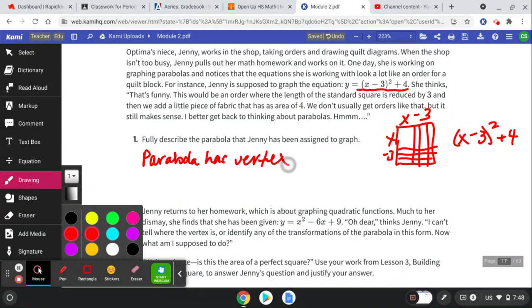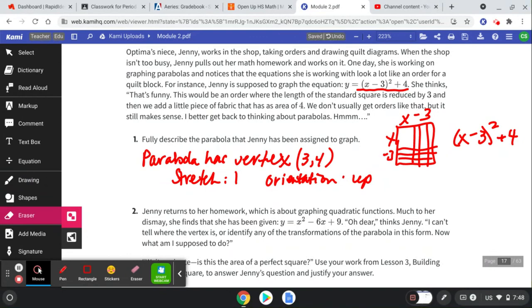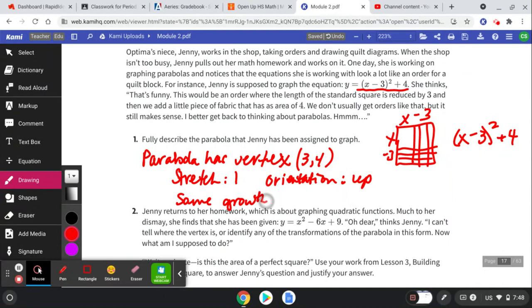Well, we could say it has a vertex at (3, 4). It has a stretch of 1. Its orientation is up. And when it has the growth rate of a stretch of 1, it's the same growth as the parent graph. Means it goes out 1, up 1, out 2, up 4, etc.